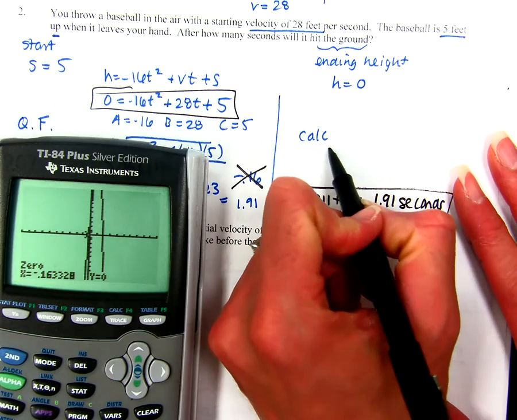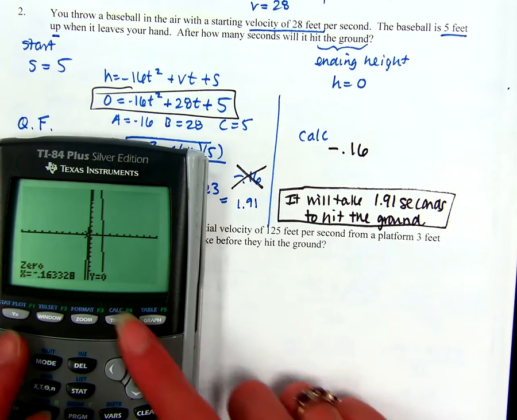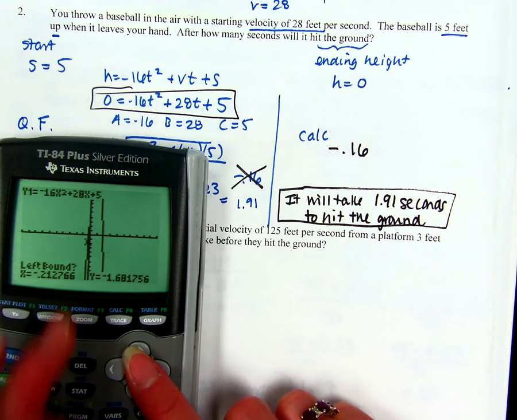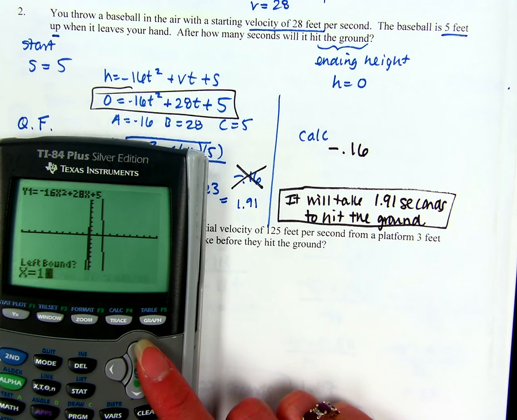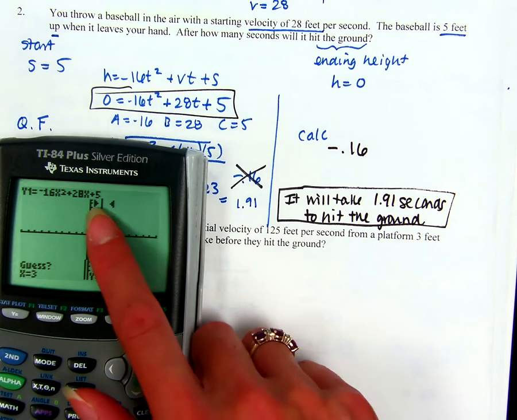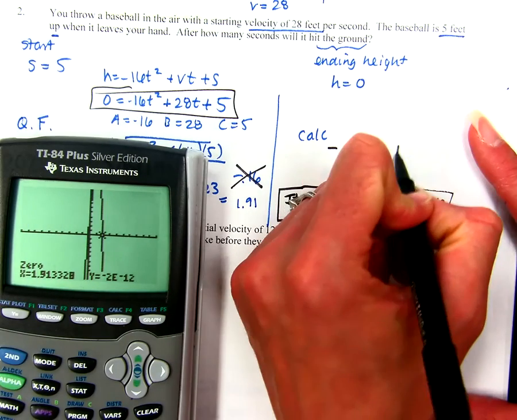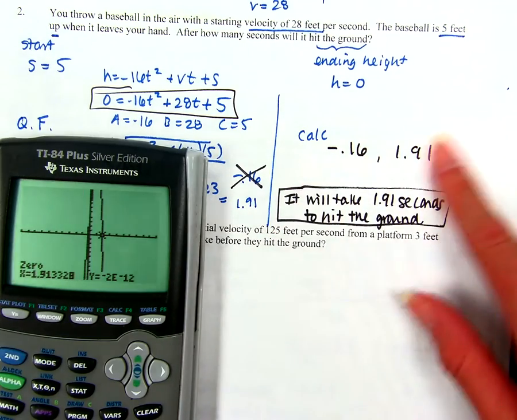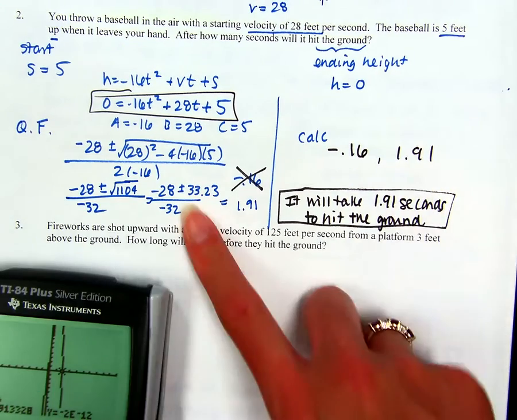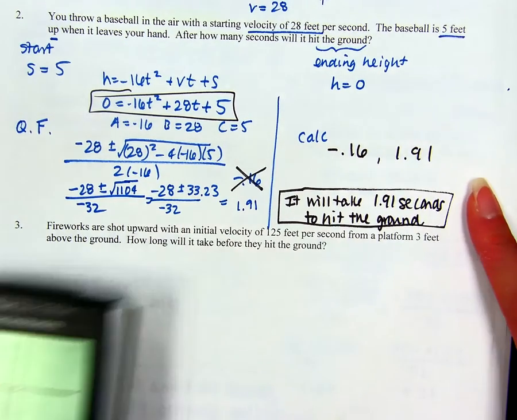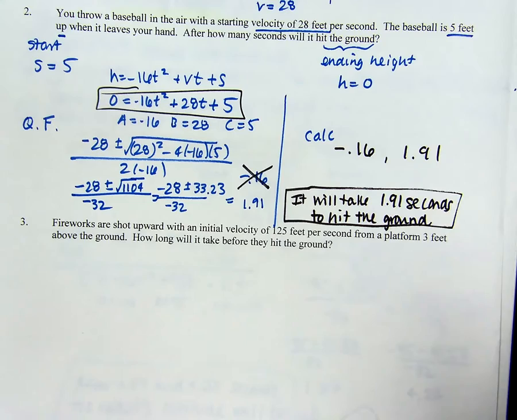So that's your negative 0.16. And if you do calculate the 0 again, that one's between 1 and 3. So notice there's your arrows, right? Okay, so there's 1.91. So notice how much work that was versus how much work that is. You might want to just use this method. So let's do that for the next problem.